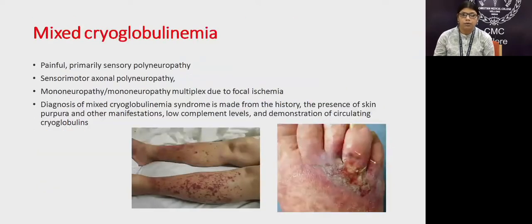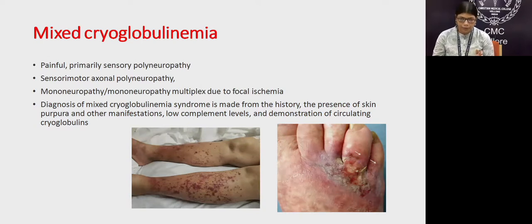Mixed cryoglobulinemia, in this clinical setting, can present as a sensory polyneuropathy, sensorimotor axonal polyneuropathy, mononeuropathy, or a mononeuritis multiplex. We need to understand that the initial part of the neuropathy presentation is very important to decipher. So how did the problem start? Did it start as a foot drop or a hand drop, wrist drop?